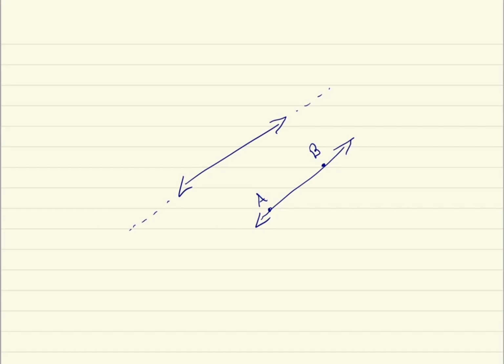And you can signify a line like this. So for instance, this one, you could say it's AB, or it could be considered BA.